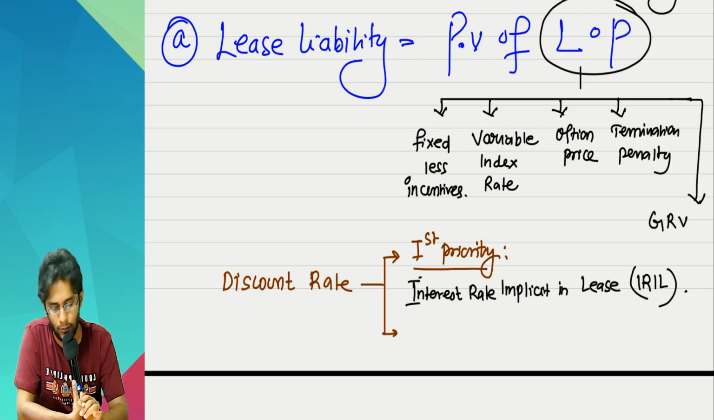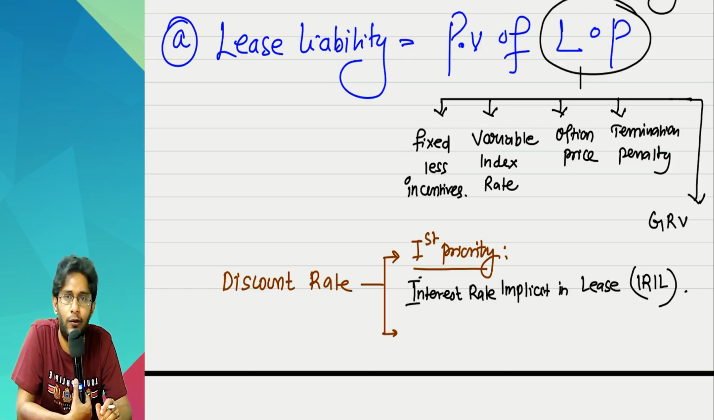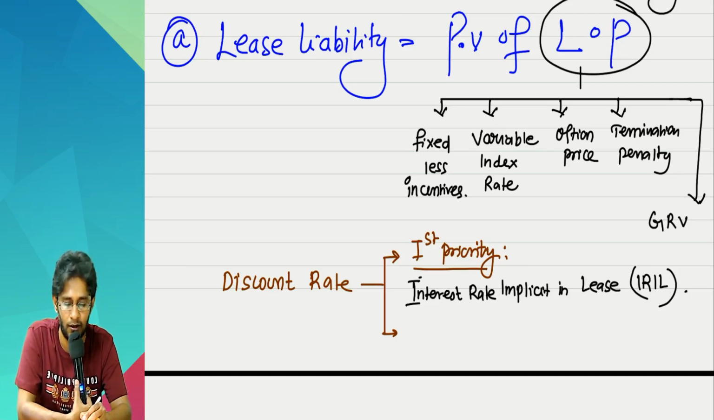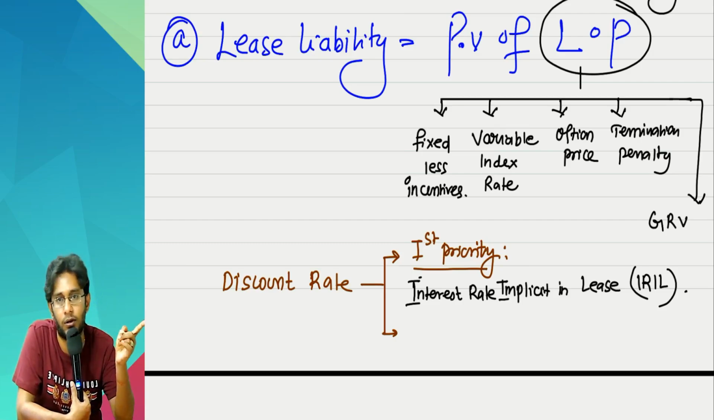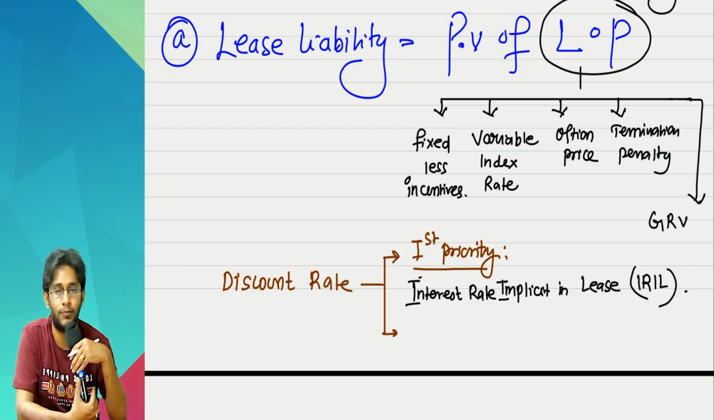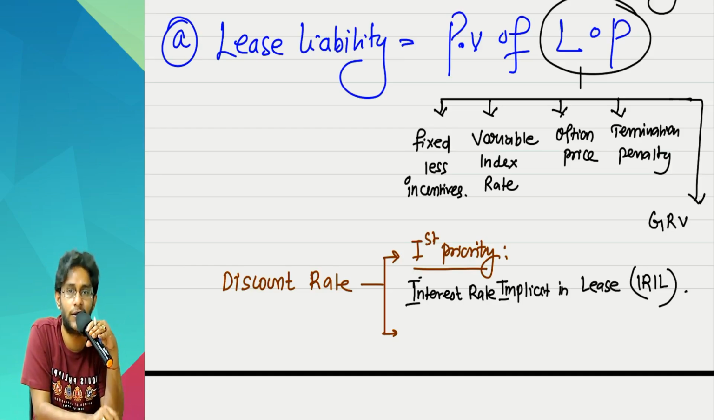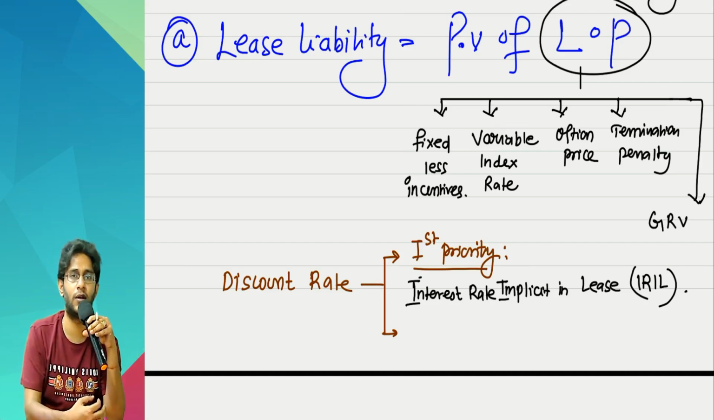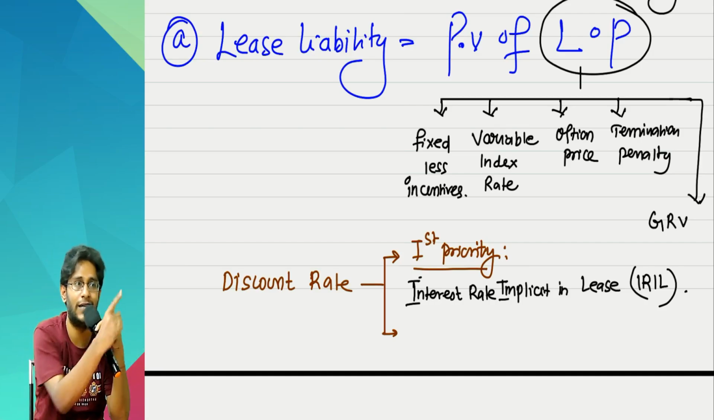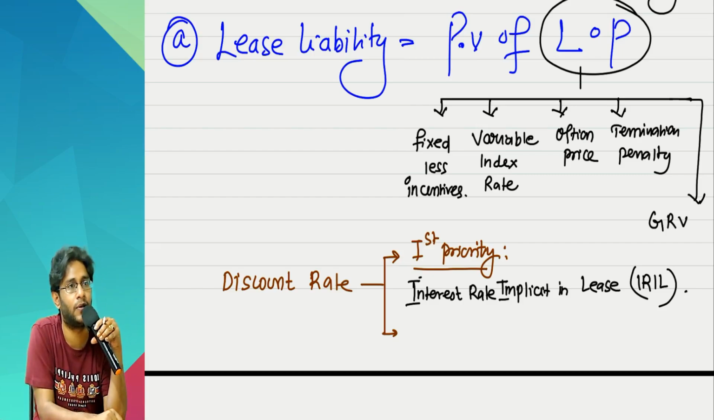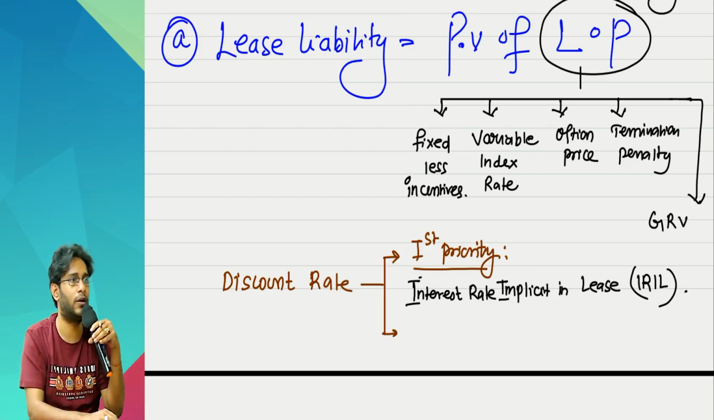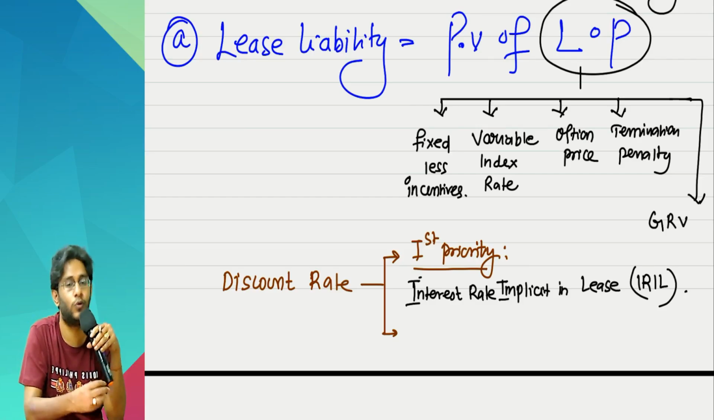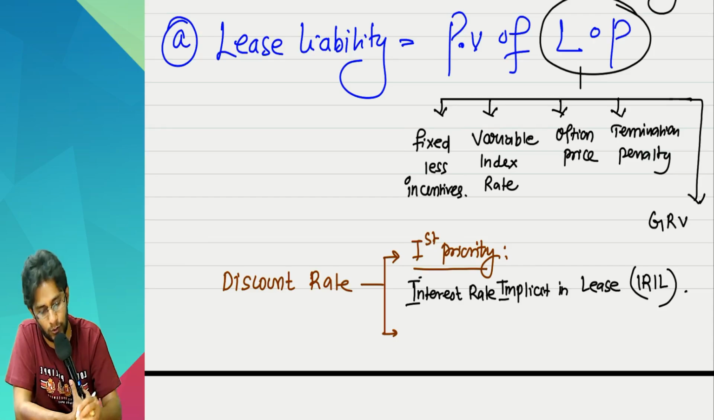Now what is IRIL? We'll talk. You may not be able to identify IRIL, because IRIL is a number which is related to the lessor, not to the lessee, but you are doing accounting in the books of the lessee. Effectively what it means is, because of this lease transaction, how much return the lessor is earning, you work that out. That rate should be your discounting rate. But how much return the lessor is earning, I need not know every time. When you do not know, then second priority you come.